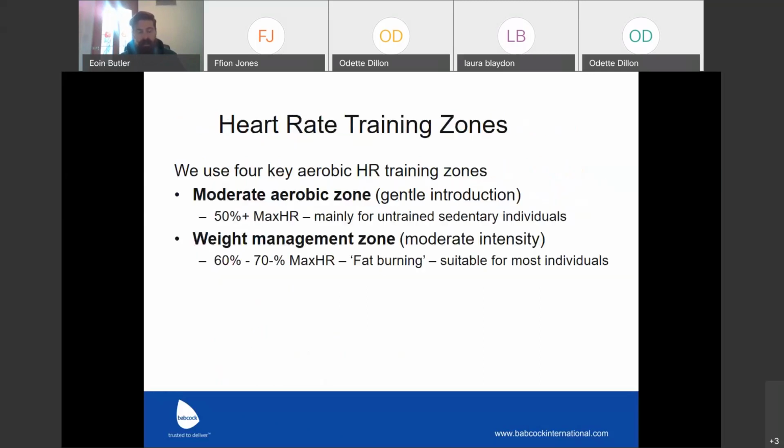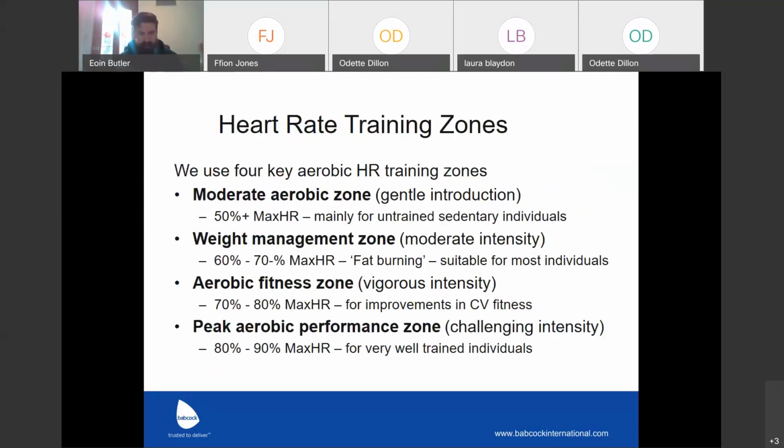So our heart rate training zones, this is all part of Principles of Exercise Level 2. We can look at the 4 key aerobic heart rate training zones. We've got our moderate aerobic zone where we're working our client at 50% of their maximum heart rate, mainly for untrained sedentary individuals. If we want to work in a client's fat burning zone or the weight management zone, we work them at a moderate intensity, suitable for most individuals, between 60 and 70% of their maximum heart rate.